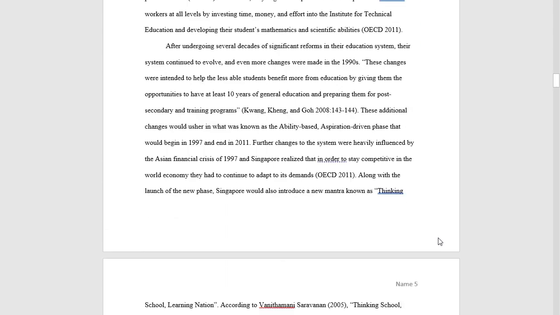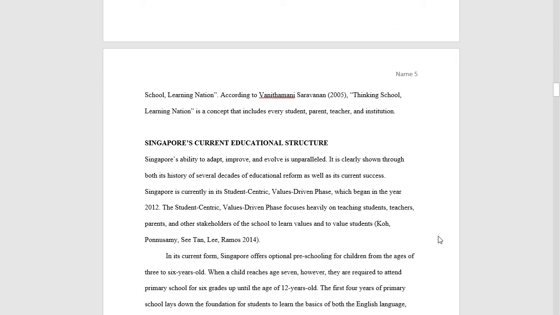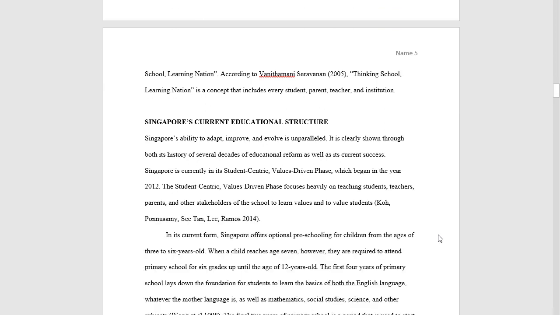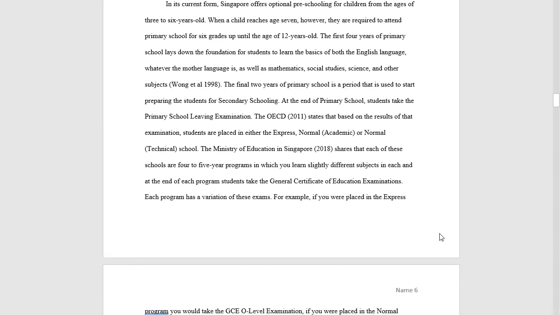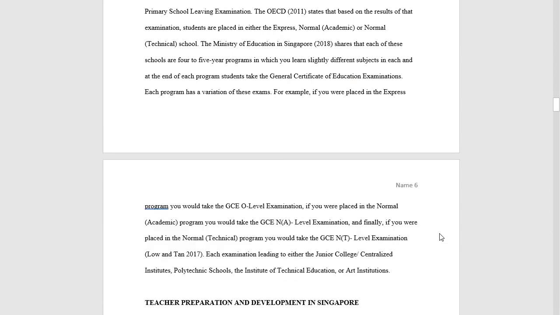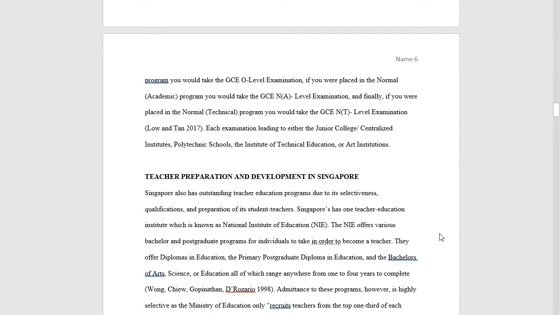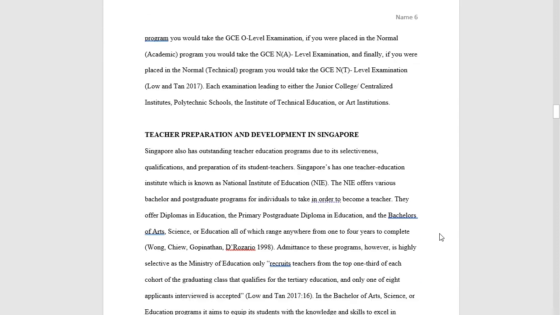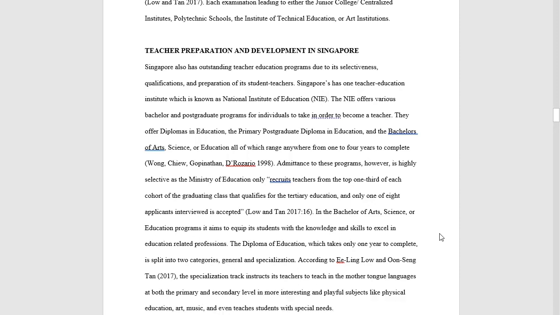So we've moved from the US educational system to Singapore, and we can see that there are several different sections on Singapore's educational system. So the writer has assumed that the readers are going to know more about the US educational system, and he's breaking down the discussion of the educational system in Singapore in quite a bit more detail, because he's assuming that we don't necessarily know much about that system.